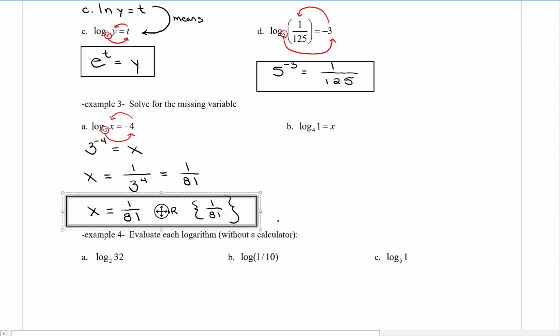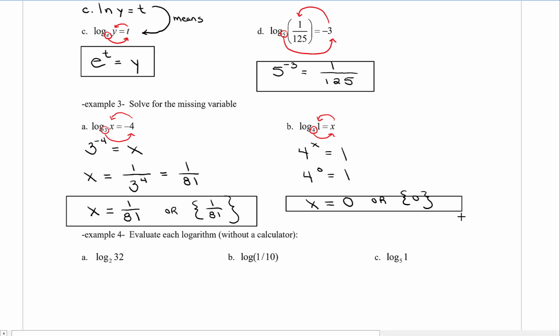3b says log base 4 of 1 equals x. I'm going to circle the 4 in the base, and then I'm going to point it at the x, and then from the x I'm going to point to the 1. And to me that reads as 4 raised to the x power equals 1. So the only thing that I could raise 4 to make it equal to 1 is a 0. So I'm going to rewrite that as 4 raised to the 0 power equals 1. So that means x has to equal 0, or the solution set containing 0. I'm going to box that in.